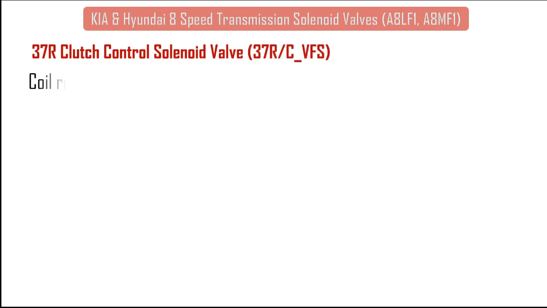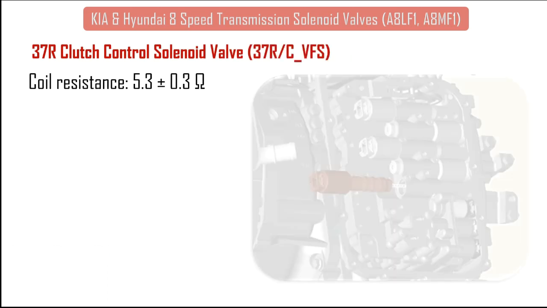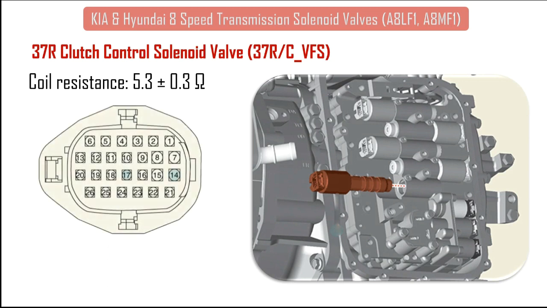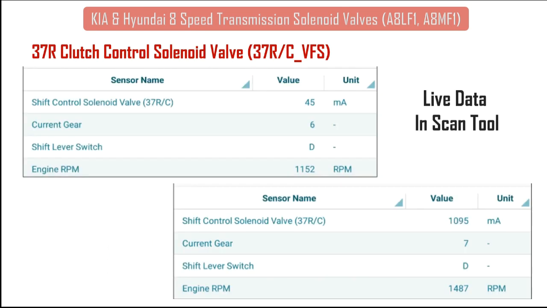Once again, we're going to see the location of this solenoid valve, which is right here on the valve body. The resistance is exactly the same as the previous one. And for your own reference, these two pins, 14 and 17, are the pin numbers for this solenoid valve on the transmission.